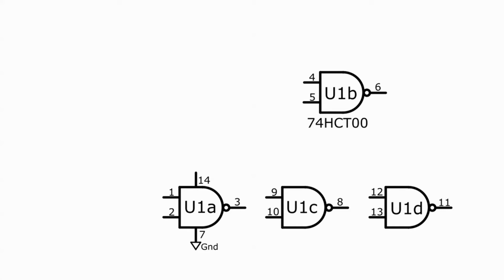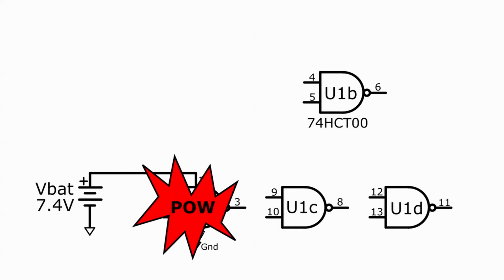In previous tutorials, I've used a 2S LiPo battery to provide the power. It has a nominal voltage of 7.4 volts. Suppose I connect it to pin 14. Pow! Well, that blew up the chip.